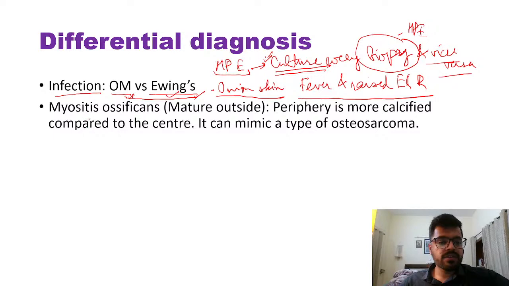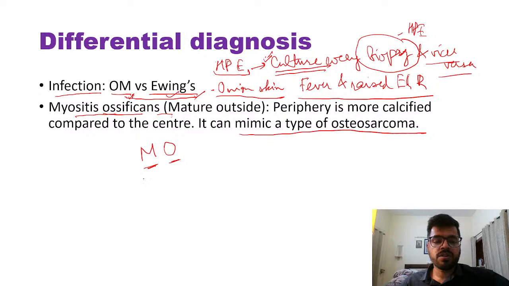Another differential diagnosis is myositis ossificans. So the mnemonic is myositis ossificans, mature outside. It sometimes mimics a type of osteosarcoma, but osteosarcoma is mature on the inside. Mature means calcification.